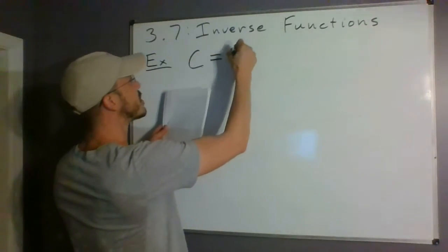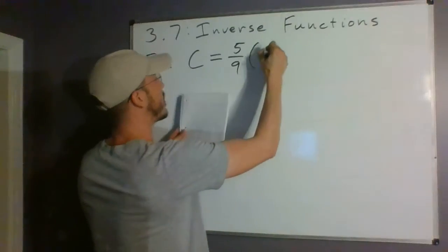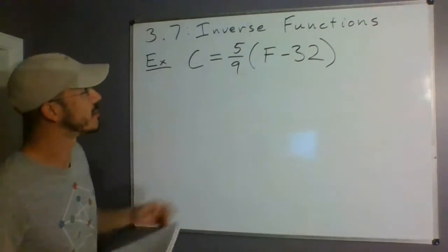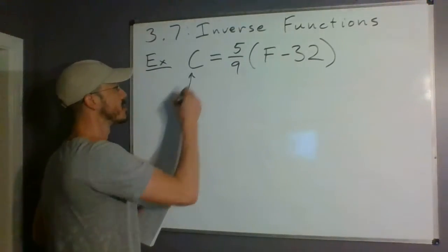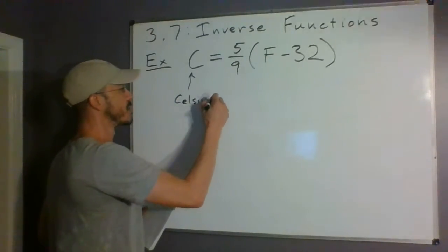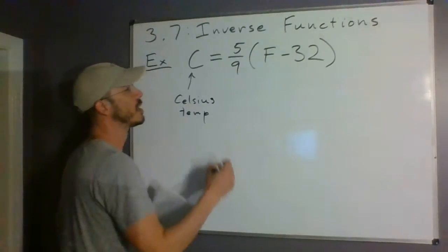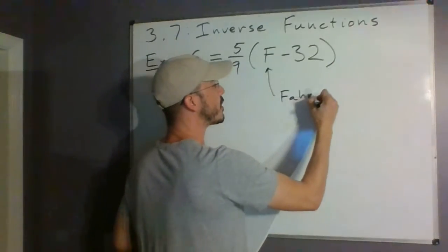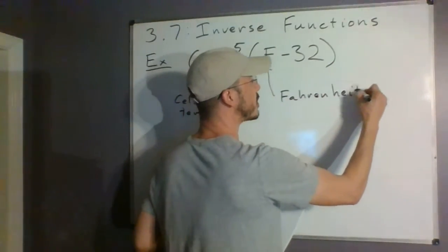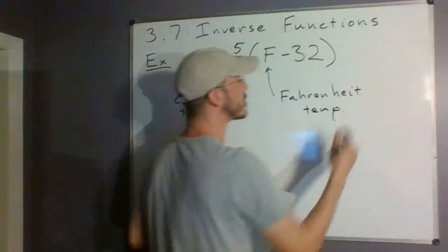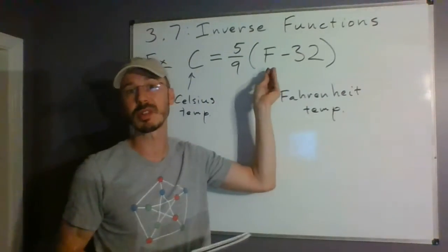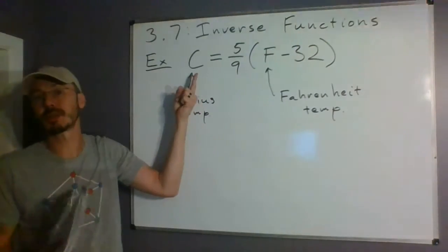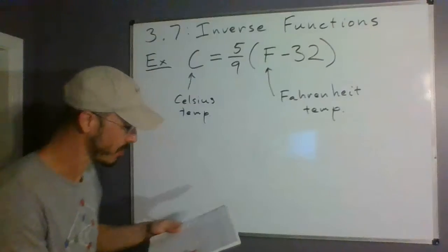C equals 5/9 (F minus 32) gives the temperature in Celsius, so the Celsius temp, in terms of the Fahrenheit temp. So if you know what the temperature is in Fahrenheit, you can use this formula to find the temperature in the Celsius scale, the centigrade scale.